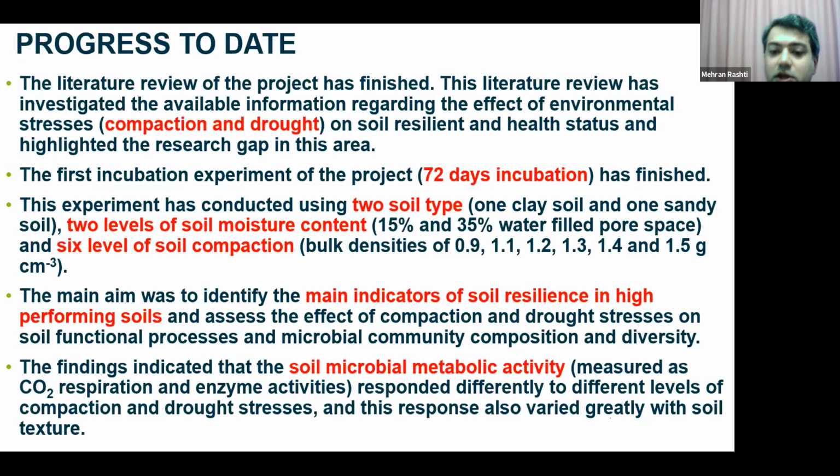We decided to go with two moisture stresses, 15% and 35% water filled pore space. You know that especially in sandy soil with low organic matter, the water holding capacity is less than 20% of their weight. So when we're talking about 15% water filled pore space, it is less than 5% moisture content in the system. So it's a pretty severe drought. And we looked at different bulk densities from 0.9 to 1.5 grams per cubic centimeter.